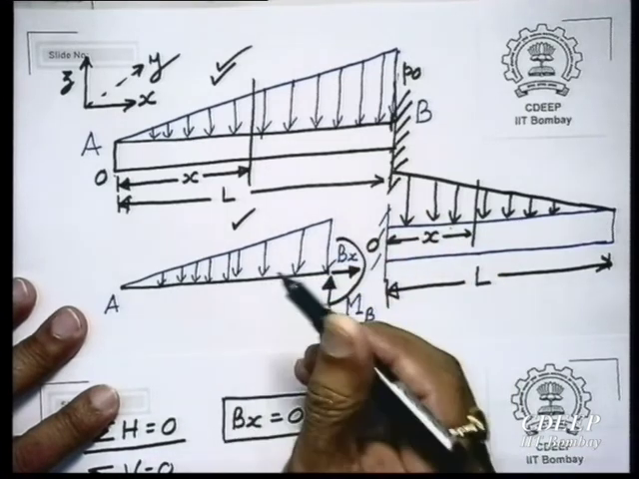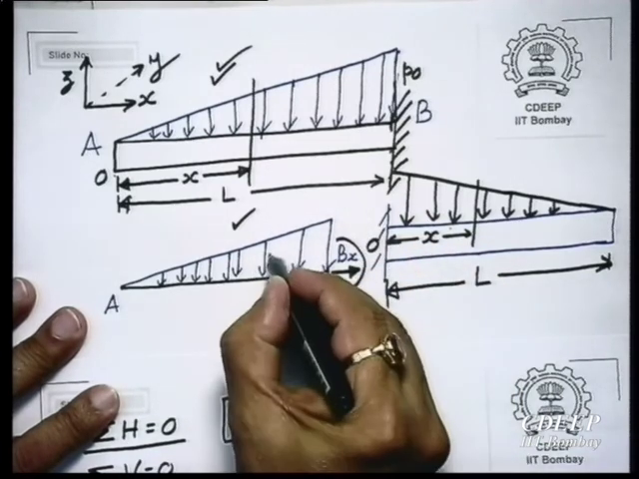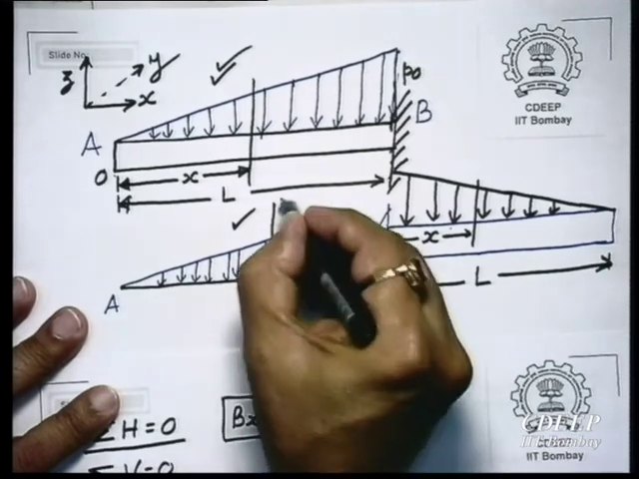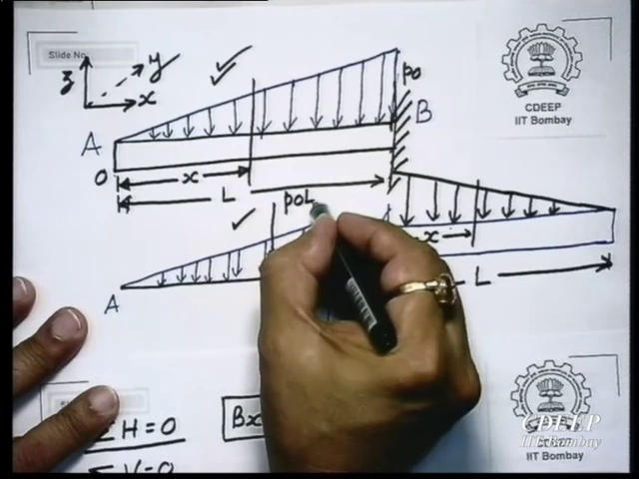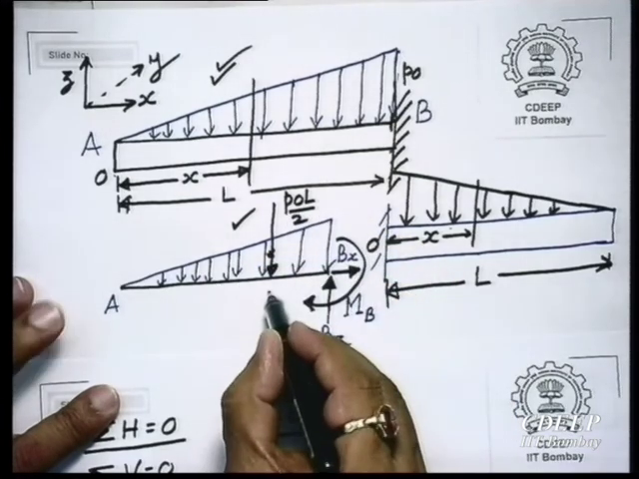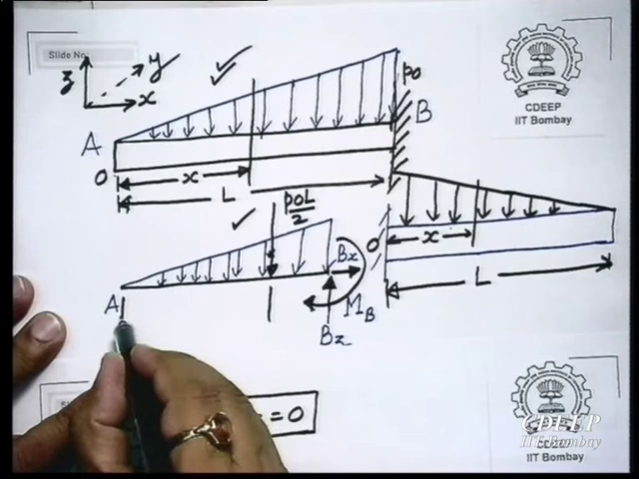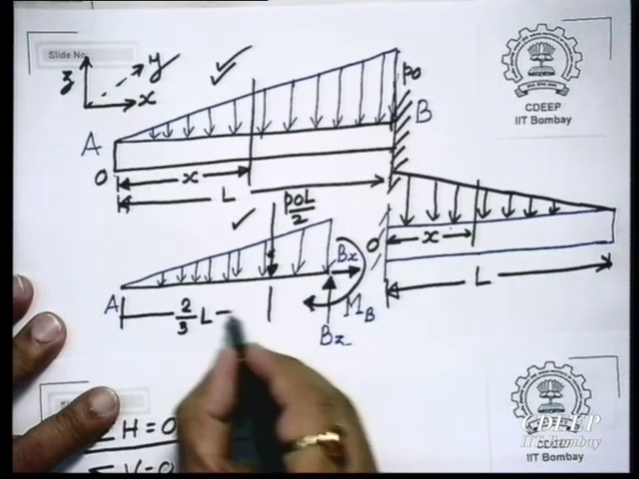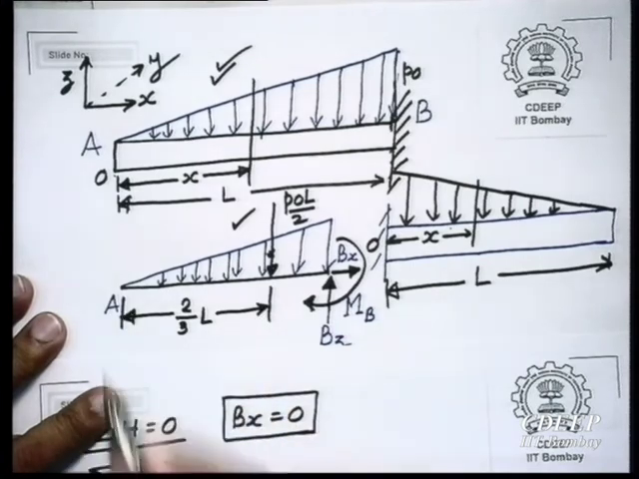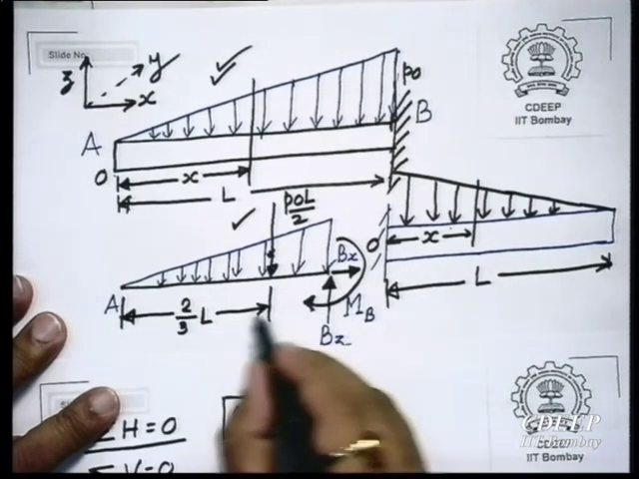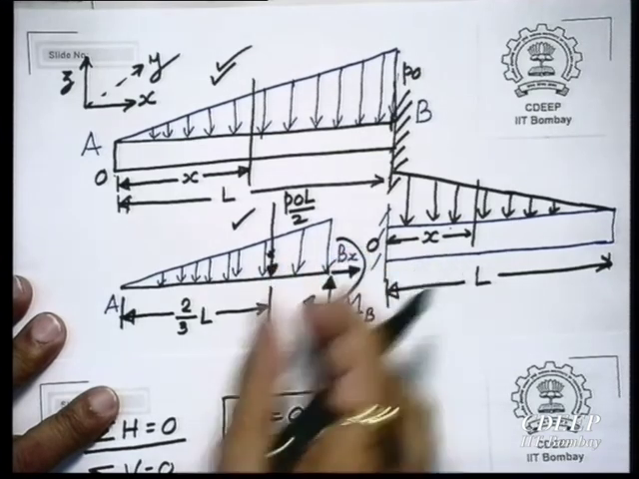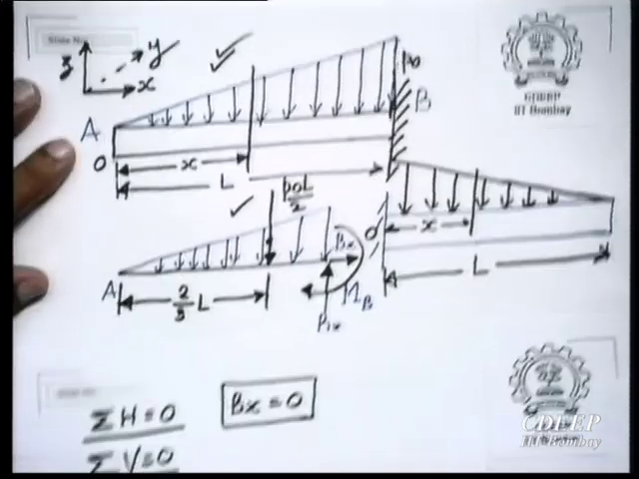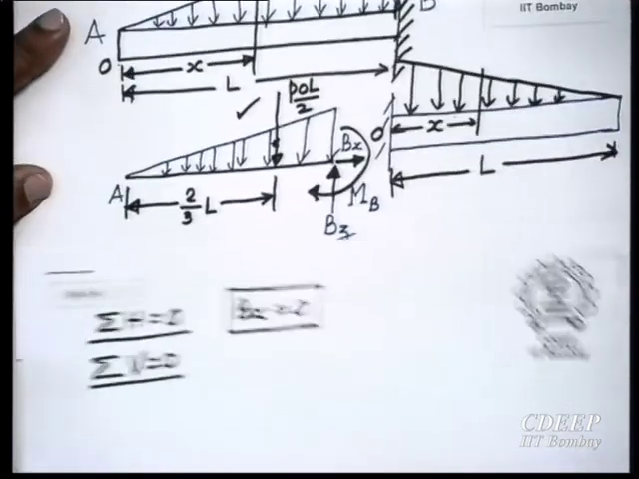Okay, and where is the centroid? Yes, so it will be here. So, total load is P naught L by 2, and this distance is 2 by 3 L. 1/3, 2/3. This will be 1/3 L from this support, and this will be from this end 2/3 L. So, this is okay.